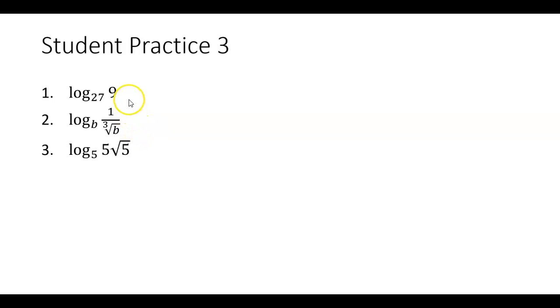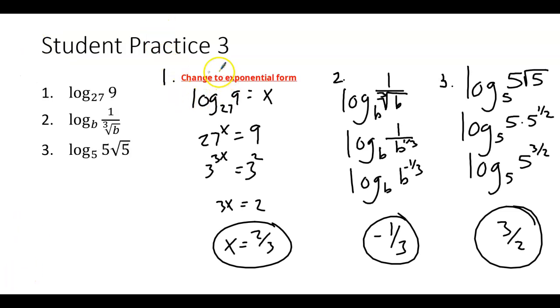I'm going to pause the video here and give it a try. And when you unpause it, you'll see the solutions. So number 1 is the problem where I would encourage you just to change it to exponential form, because there's no way you're going to be able to write 9 as a base of 27. So changing it to exponential form, we would have 27 to the x power equals 9.